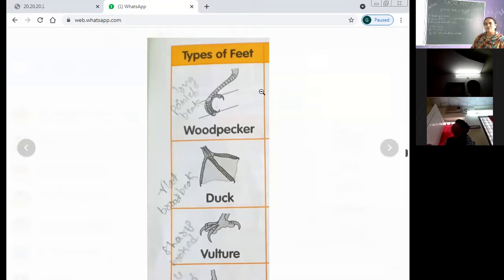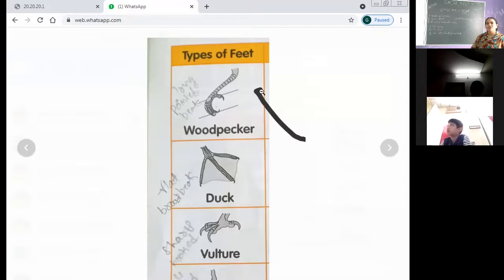And what type of beak does the woodpecker have? What we discussed yesterday: it eats worms from the tree trunks. By piercing into the tree trunk, it catches the worms and eats them. So the woodpecker has a chisel-shaped beak, very sharp and pointed.